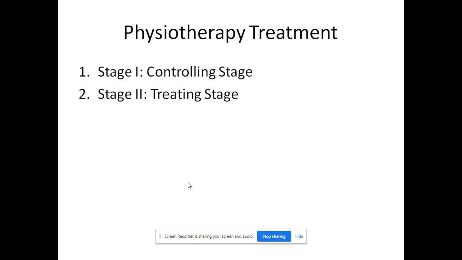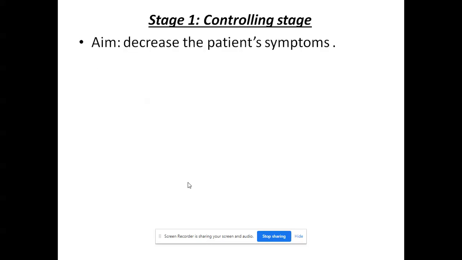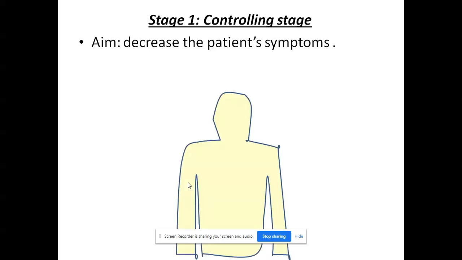Coming to the physiotherapy management or treatment, it is divided into two stages, that is stage 1 controlling stage and stage 2 treating stage. Stage 1, controlling stage. The aim in stage 1 is to decrease the patient's symptoms. The symptoms have already occurred, so you have to just reduce the symptoms so that there is no further progression of the syndrome. The first maneuver is known as Cyriax release maneuver. The Cyriax release maneuver is performed when there is release phenomenon seen.